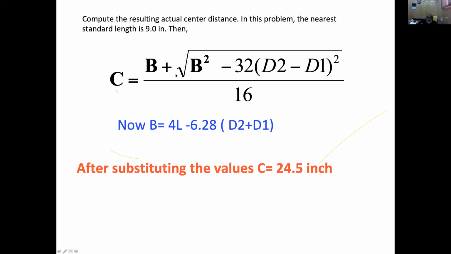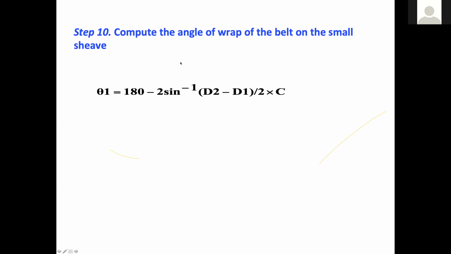So C is equal to (B + square root of B square minus 32 (D2 minus D1) whole square) divided by 16. So I will calculate B here on the basis of the new length of the belt, which is 90 inches, and I will get the exact value of C. So the exact value of C I am getting is 24.5 inches. So this is your actual center distance, and this is the belt length of 90 inches.